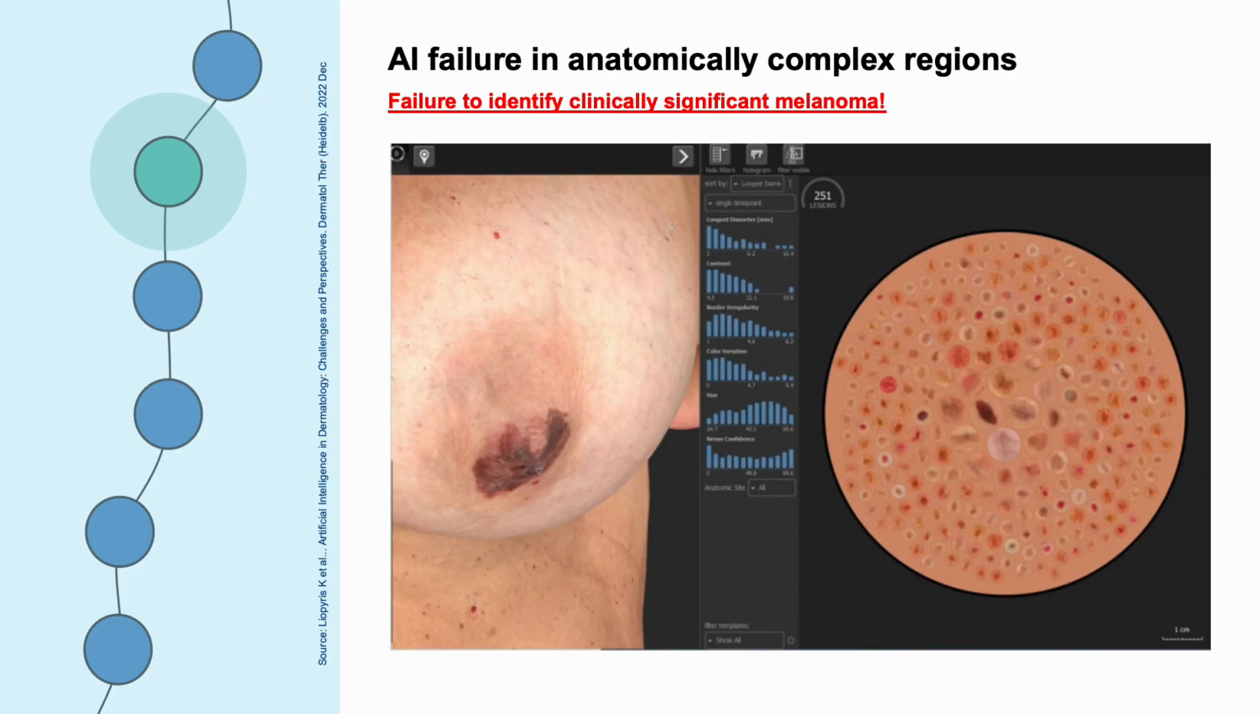Here you can see an example of AI failure in anatomically complex lesions. Using three-dimensional total body imaging, the algorithm detects nearby benign lesions, specifically a cherry hemangioma, which is the red dot, but instead it misses the obvious malignancy adjacent on the breast.